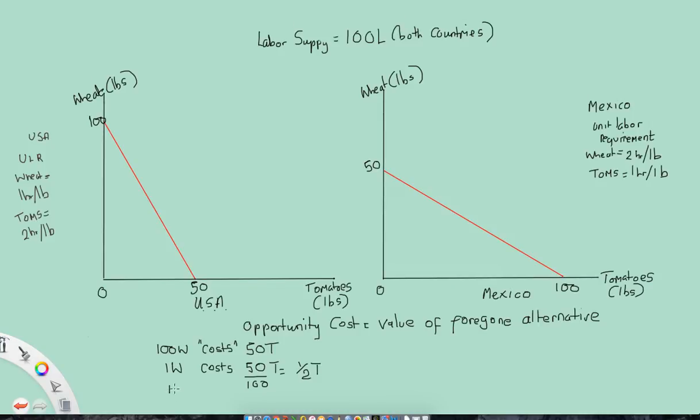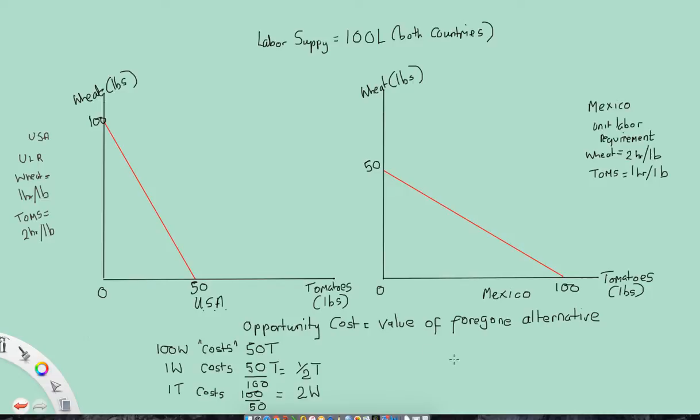Let's do that quickly. One tomato costs, well, if I made 50 pounds of tomatoes, I would sacrifice 100 pounds of wheat. So one pound of tomato costs 100 over 50, which is 2 wheat.